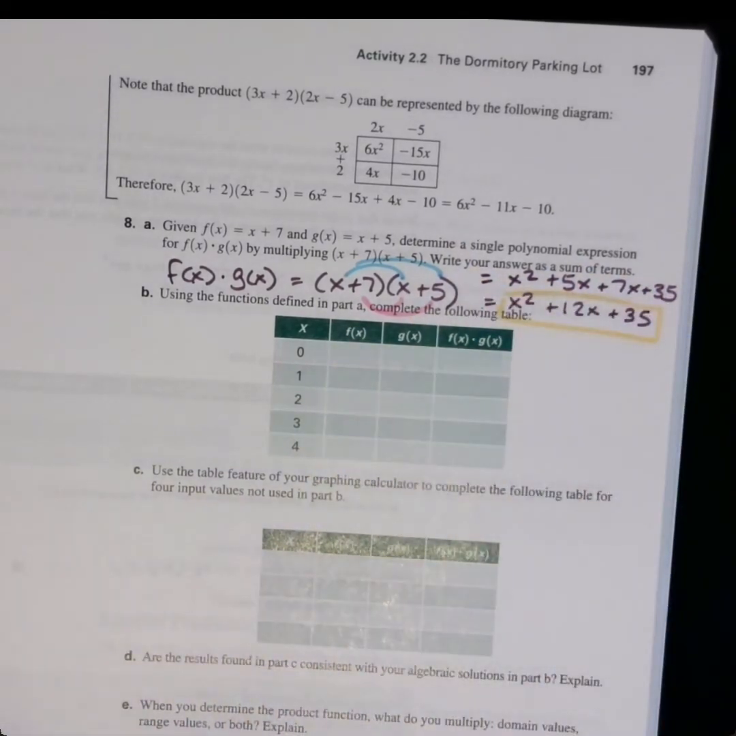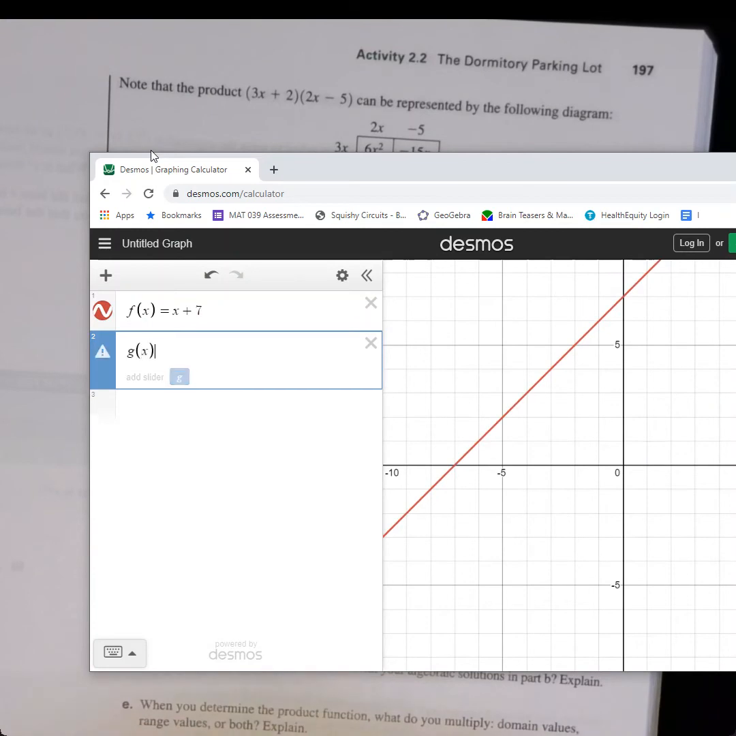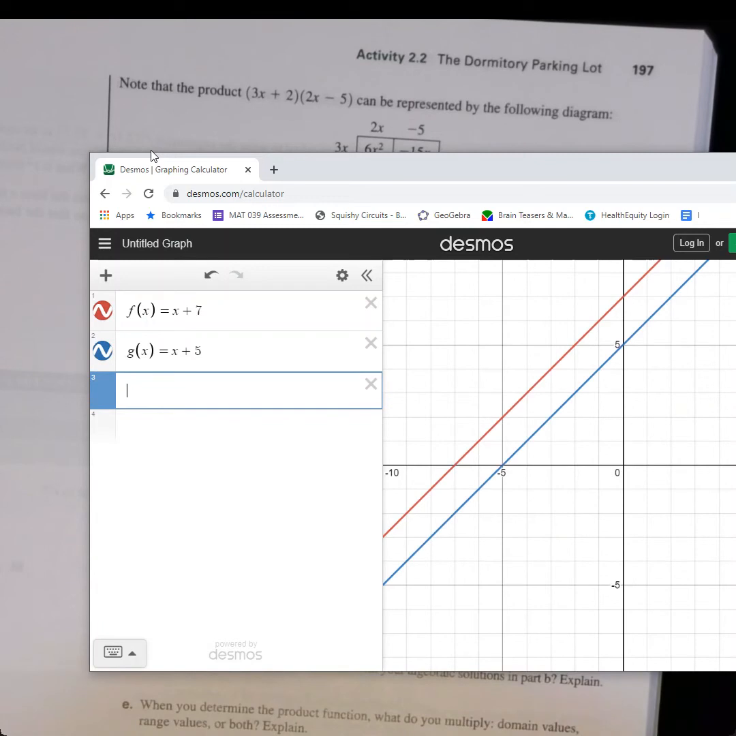Okay, so they are going to have us just check this with a table. So I need to get my Desmos graph over here. And I'm going to type in my two functions. f of x equals x plus 7. g of x equals x plus 5. And my product function, I'll check that one in a minute.